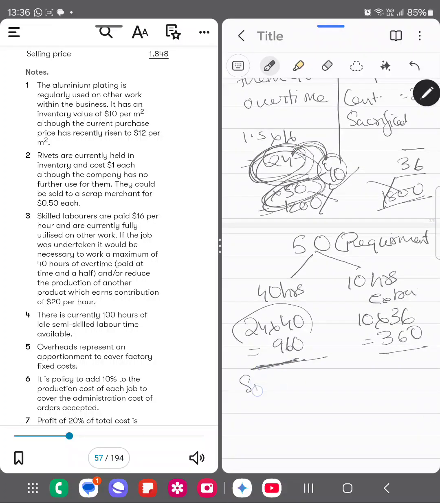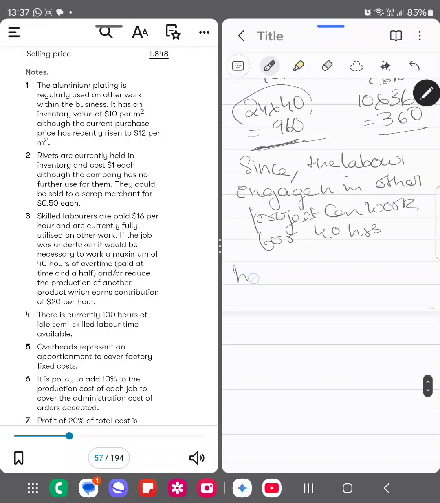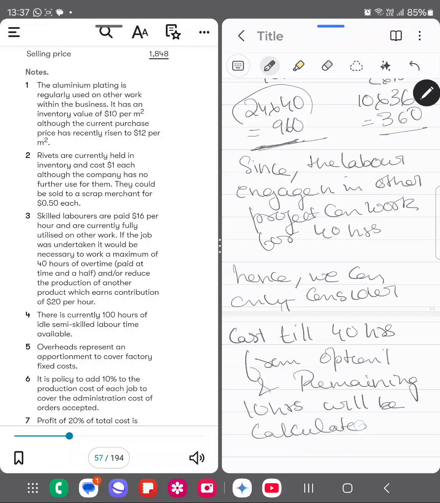Since the labor engaged in the other project can work for 40 hours, hence we can only consider the cost till 40 hours from option 1, and the remaining 10 hours will be calculated based on option 2.